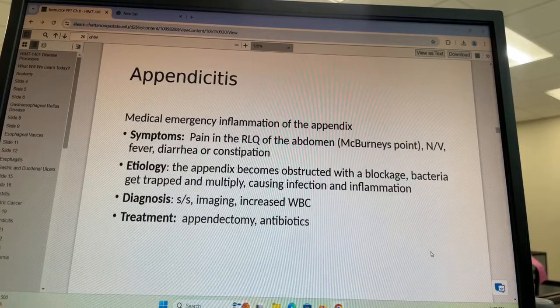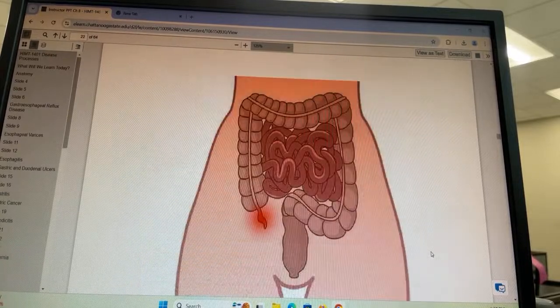We don't really know what the purpose of the appendix is. It's kind of just nobody has any idea what the purpose of it is. So removing it doesn't affect anything. It's not like removing the liver, which you can't live without. Here's a picture of where the appendix is. It's right at the base of that large intestine there.